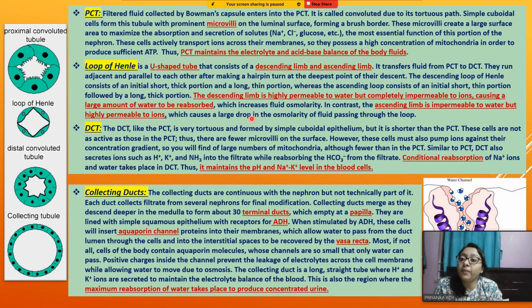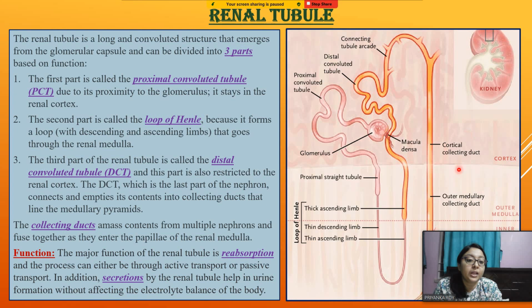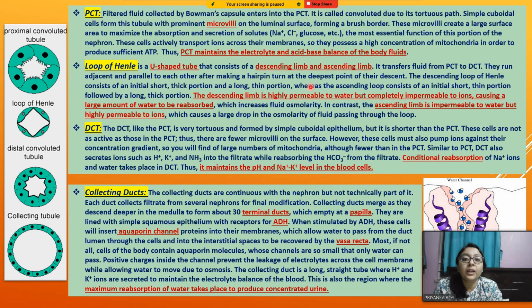Next is the loop of Henle. As you can see that it is a U-shaped tube and it consists of a descending limb and an ascending limb here. So it has a thick descending limb first, short, and it is going and it is forming a thin descending limb, then it is going up forming thin ascending limb, then it is again going up forming thick ascending limb. So of course it has a descending limb, ascending limb.